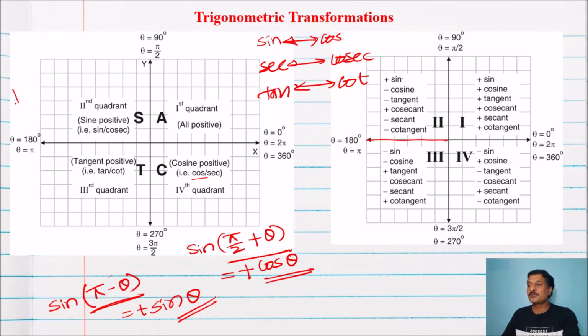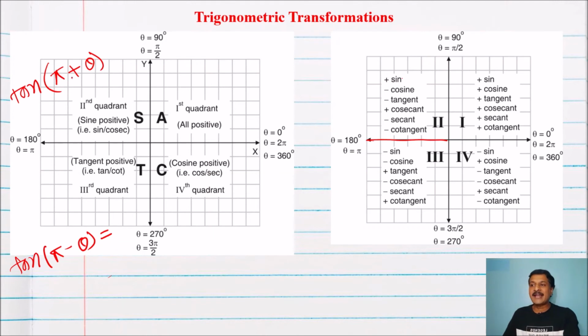Suppose it is tan of pi plus theta, and one more, tan of pi minus theta. So what are the results? Tan of pi plus theta is in the third quadrant, and in the third quadrant tan is positive, so it is clearly positive. Now due to this pi, no change here, so tan as it is, and I am getting tan theta.